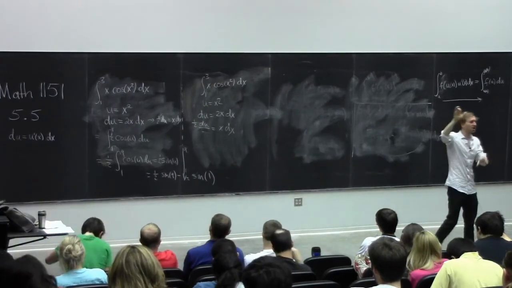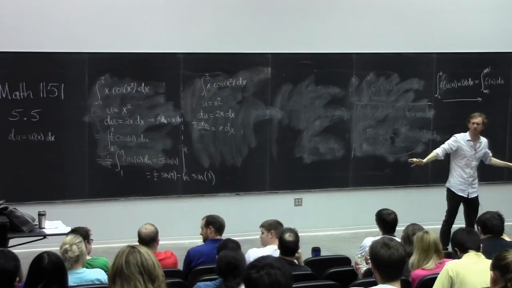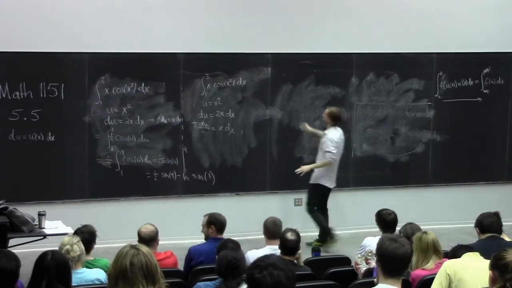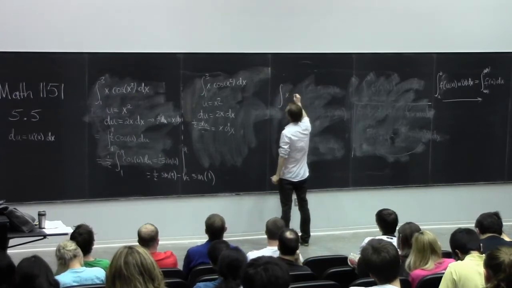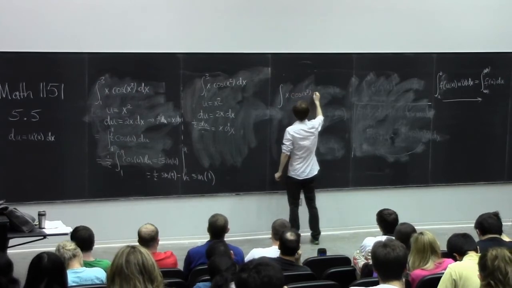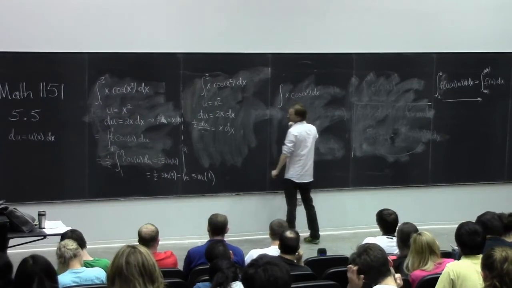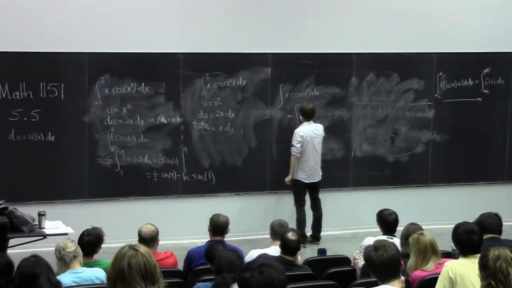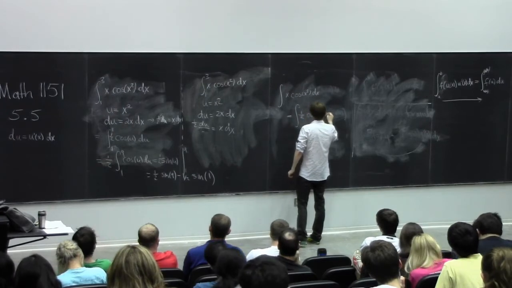And so now, here's where I'm going to start to go different. Instead of worrying about the limits, I just say, forget the limits. There's no limits. So I just say, well, look at the antiderivative. The antiderivative of x cosine of x squared dx is equal to the antiderivative of 1/2 cosine of u du.